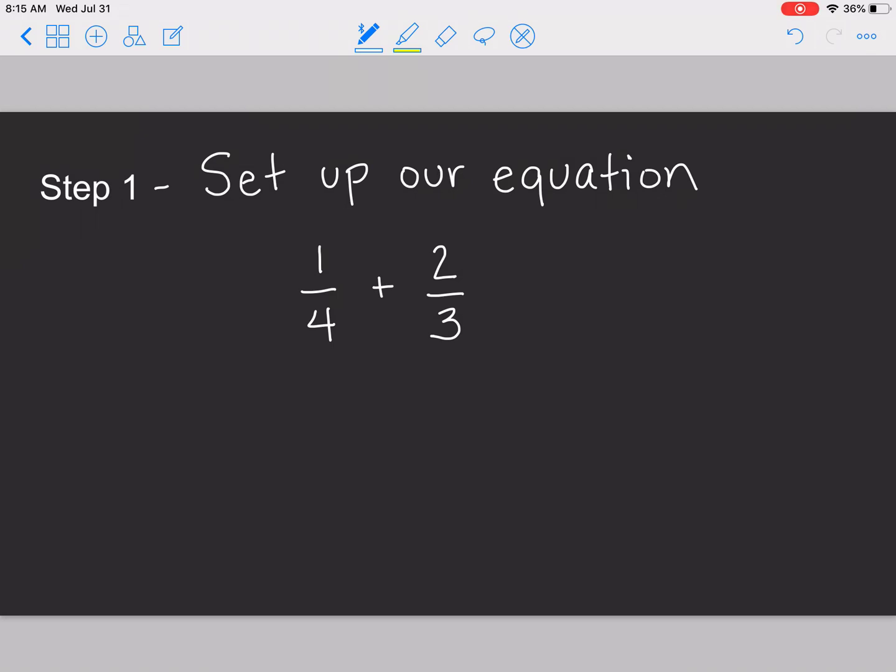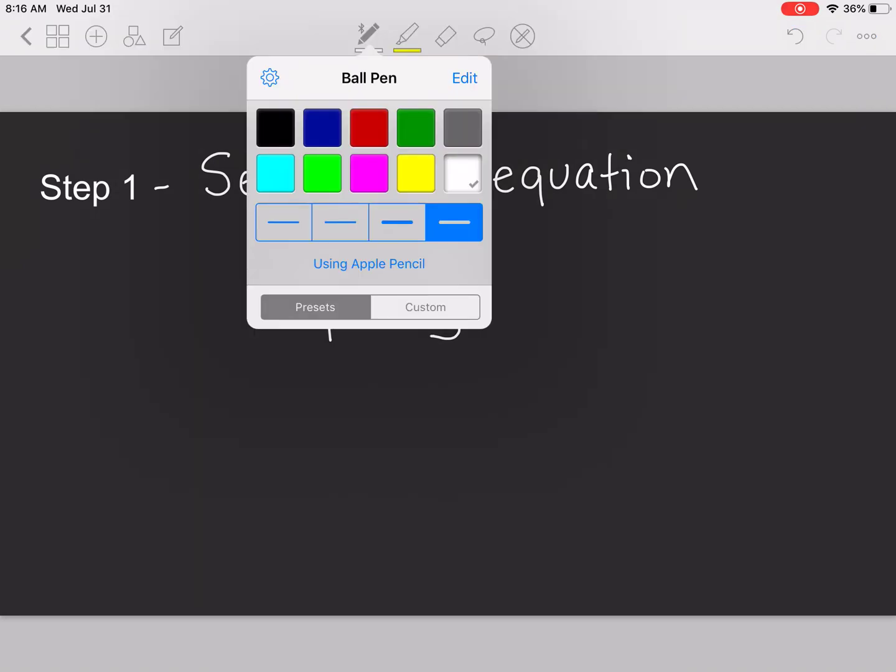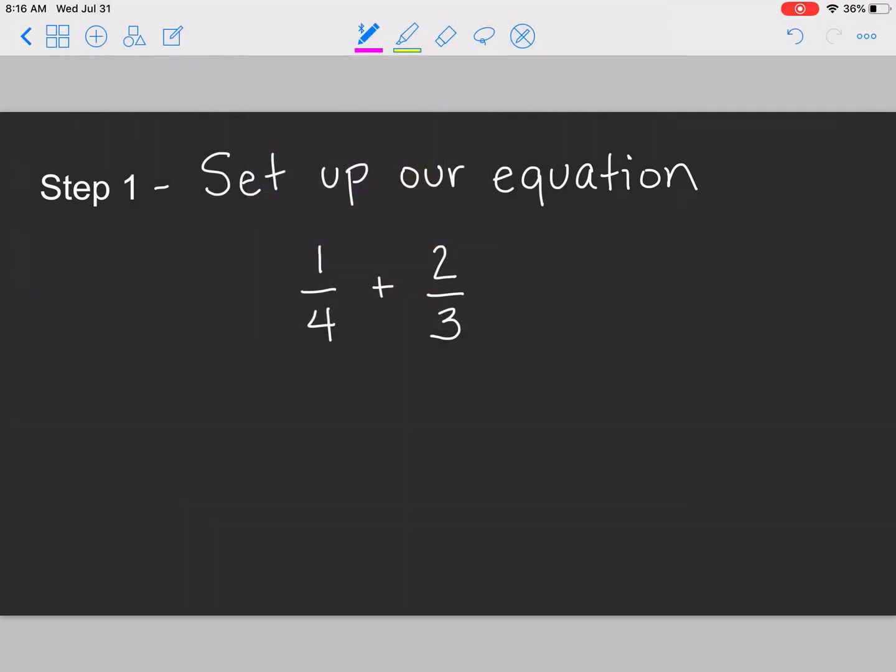Now, as you can see in this equation, our denominators, the bottom number in our fractions, the 4 and the 3, are not the same. They do not have the same denominator. And we can't add or subtract these fractions if they don't have the same denominator. They have to be on the same playing field before you can solve them.